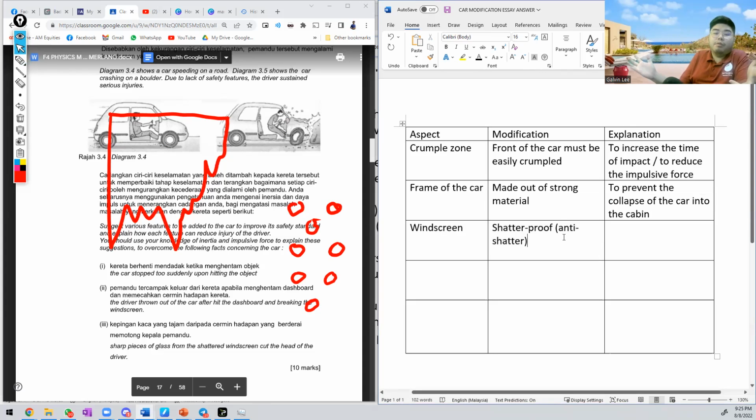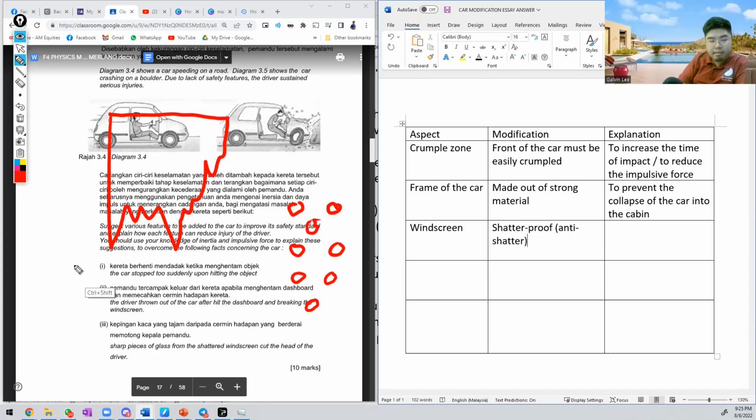We put it as a shatterproof or anti-shatter glass. Shatterproof means it will crack, but we want the thing to stay intact. You will see the spider webs and everything. It will crack, but it will not shatter into pieces. Even if it shatters into pieces, we want them to shatter into pieces without a sharp edge like this.